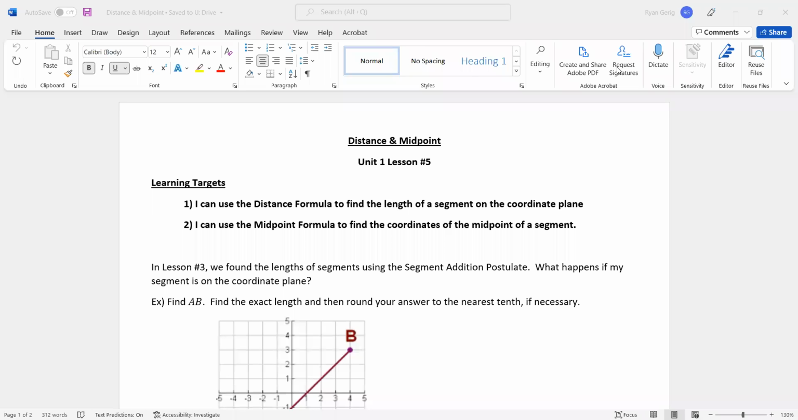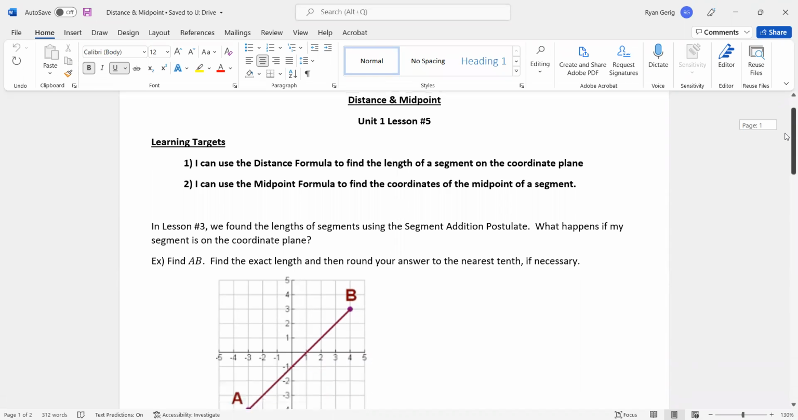Hello again, geometry. Here we go with lesson 5. So distance and midpoint. This can be as easy as just two separate formulas. But what I'm going to try and do is explain where they come from, kind of how you can think of them so that you don't get them mixed up, because that also happens. People do mix these up quite a bit.